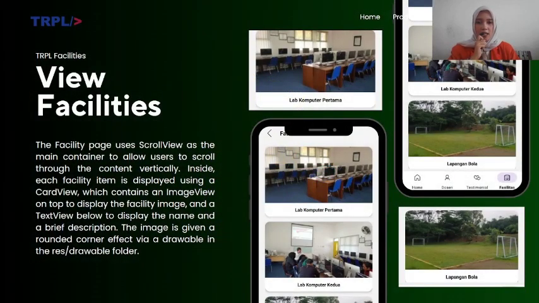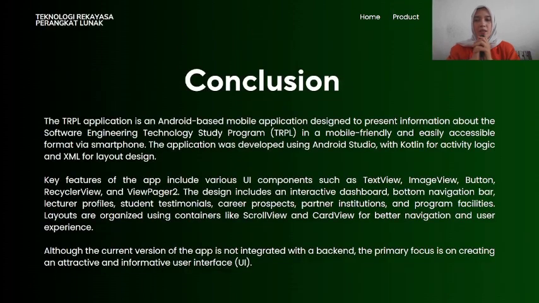Okay, for the last slide is the conclusion. The TRPL application is an Android-based mobile application designed to present information about the software engineering technology study program in a mobile-friendly and easily accessible format via a smartphone. The application was developed using Android Studio with Kotlin for activity logic and XML for layout design.